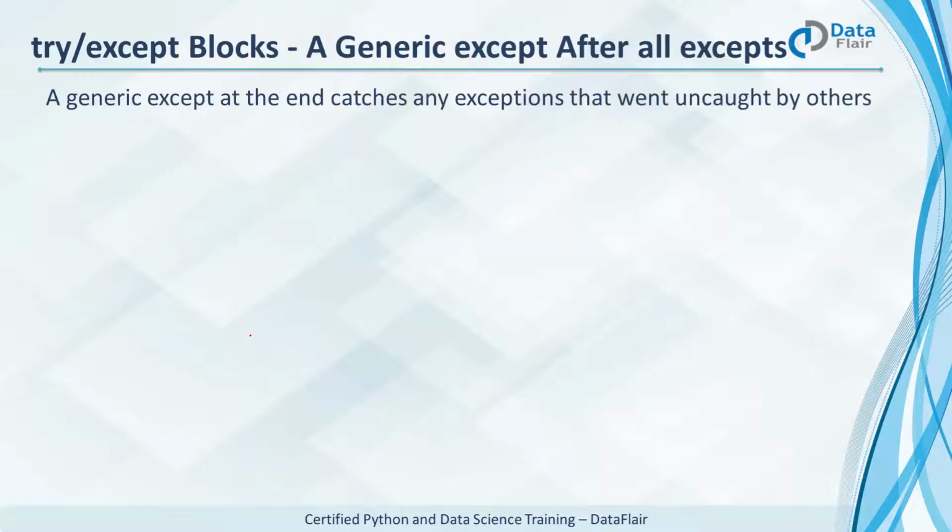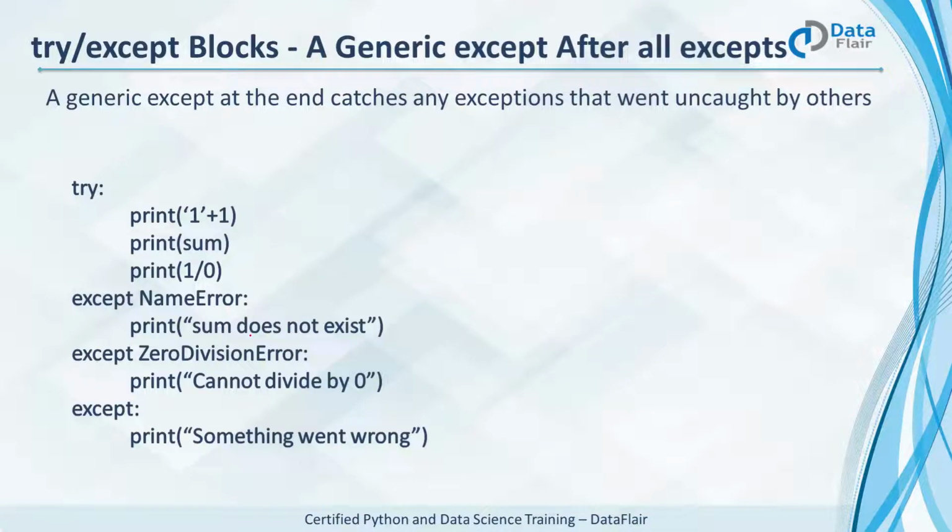And if you check for multiple exceptions and still want to make sure everything is properly handled, you can put a generic except block after it all. If an exception raises and none of the specific excepts can catch it, the generic except will catch it and handle it. In this code, the first exception raises when adding an integer to a string. Is this a name error? No. A zero division error? No. So now, this except will handle it.